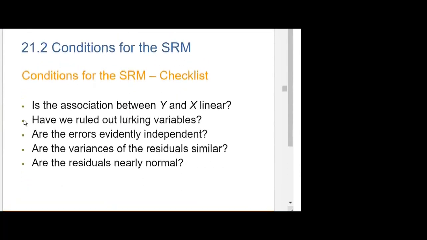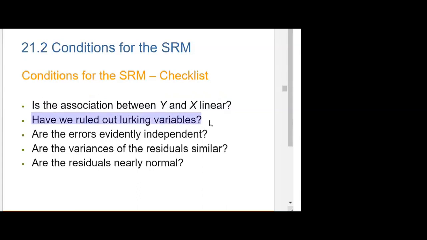Once again, we will repeat this many times, including this one. This is our checklist for a regression model to make sure it's reliable. And reliable means when you make a decision, it has to work for at least 95% of your population. So is the association between y and x linear? We want to make sure the scatter plot looks like a linear relation. Have we ruled out lurking variables? Is there any lurking variable?